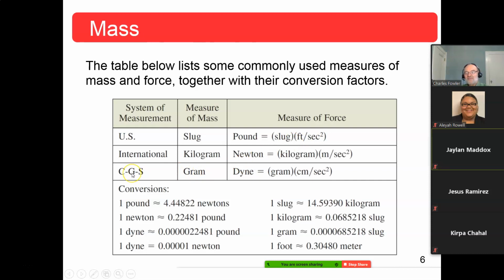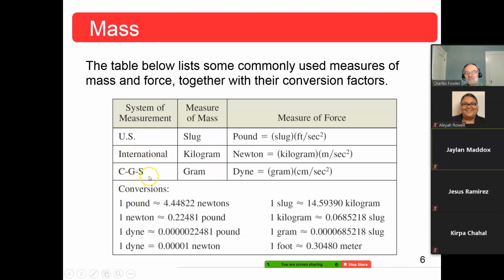In the CGS system, which is something they used to use a lot more, they don't much anymore, the measure of mass is the gram, not the kilogram. This is for small units. Gram, and then the measure of force is a dyne, which is a gram centimeter per second squared. Centimeter, gram. SI is meter, kilogram. It's sometimes called the MKS system.